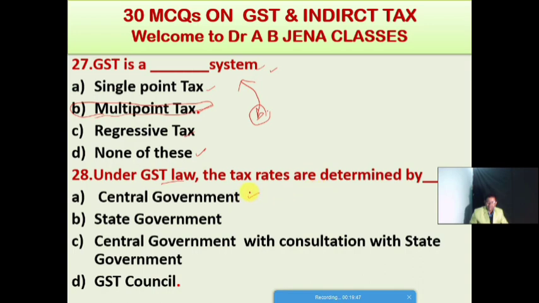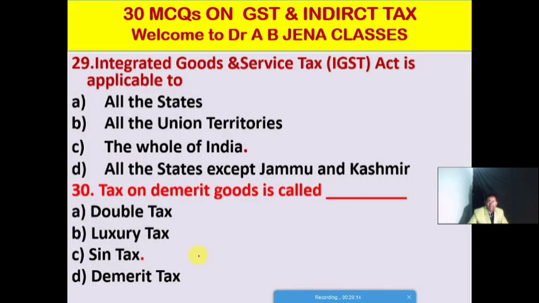Next one MCQ. Under GST law, the tax rates are determined by whom? Option A, central government; option B, state government; option C, central government in consultation with the state governments; last option, GST Council. So dear friends, D is the right answer for this MCQ. So GST Council. Under the GST law, the tax rates are determined by the GST Council.